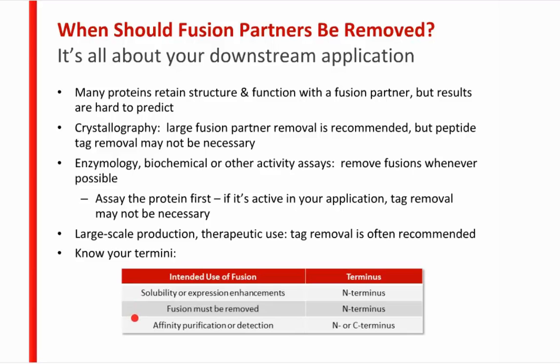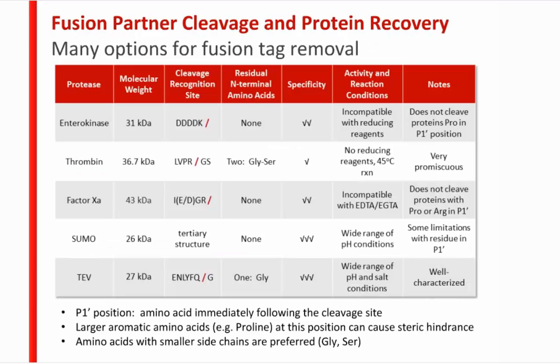And this is not intended to be an exhaustive list, but it's some of those proteases that we just mentioned in our poll. EK, thrombin, Factor Xa, SUMO, and TEV. And then, different molecular weights, different cleavage recognition sites. And as you see, different amounts of residual N-terminal amino acids left on the protein if it's an N-terminal fusion.